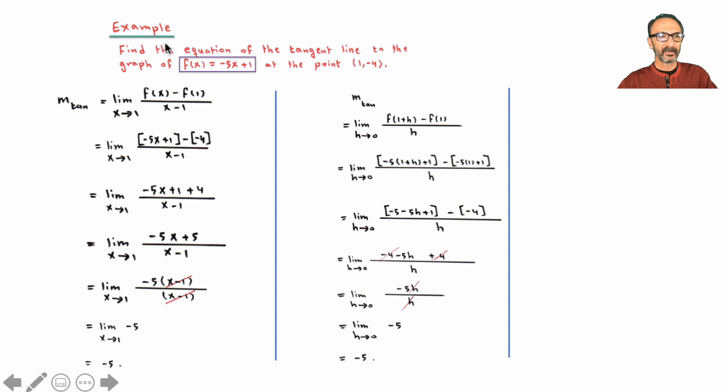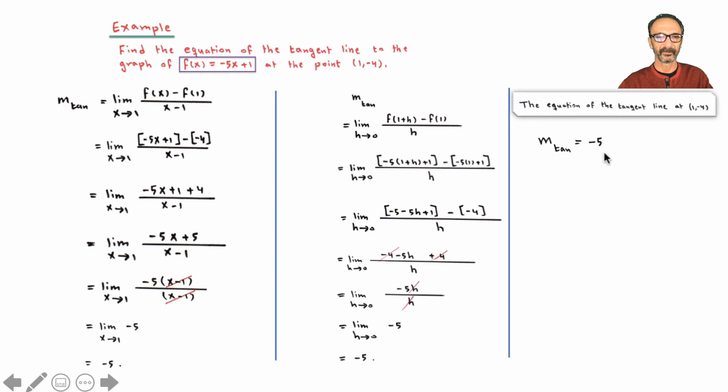Now, the problem says find the equation. We're not done. All what we did here is we found the slope. So the rest is algebra 1. To find the equation of the tangent line, at this point, we're doing the following. We have the slope as -5. And we have y minus y1 equals m times x minus x1 at 1, -4. y1 is -4. That's from here. x1 is 1. That's from here. Slope is -5 down here.